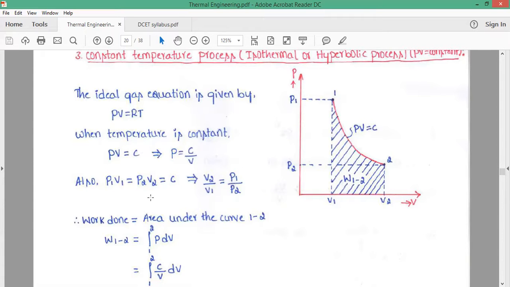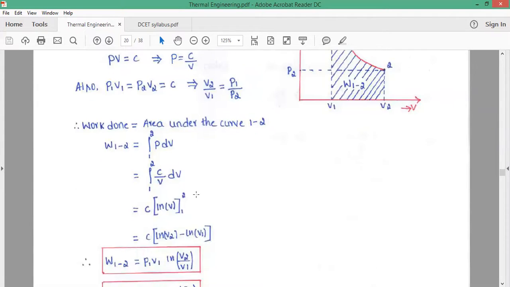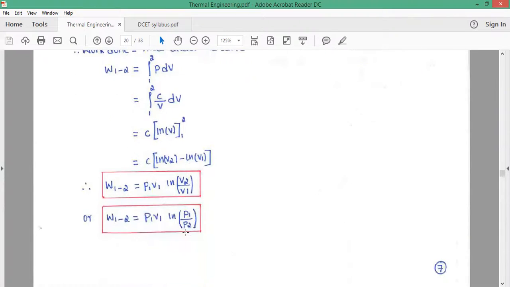We know that PV is equal to C. If PV is equal to C, then we can apply that equation of state PV is equal to constant for both states, initial state and final state. Therefore, P1 V1 is also equal to P2 V2, that is equal to C, or V2 by V1 equals P1 by P2. Now, if I substitute this V2 by V1 is equal to P1 by P2 here, then we are going to obtain the equation to determine the work done during an isothermal process.